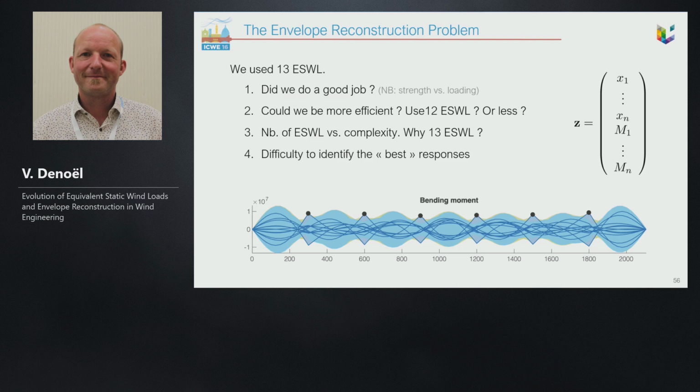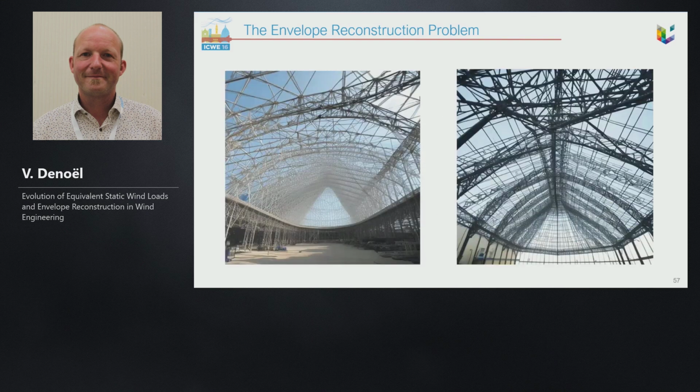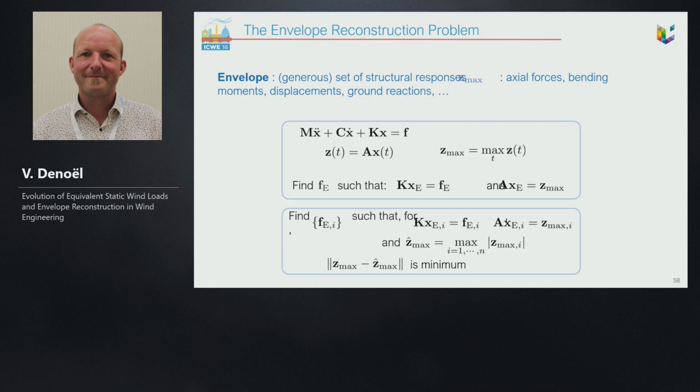Can we relate the number of equivalent static wind loads to the complexity of the problem? So the complexity of the structure, I would say, is maybe 7 because it has 7 spans, or maybe just 7 because it responds in 7 different mode shapes. So why do we need 13 equivalent static wind loads? And in some cases also, it might be difficult to identify the best responses. In this case, it was very easy to say, okay, let's just look at mid-span displacement or bending moment on the supports. But in reality, that might be much more complicated. And so for these reasons, perhaps we need to set up again the problem in a right mathematical framework and try to pose it and try to solve it.